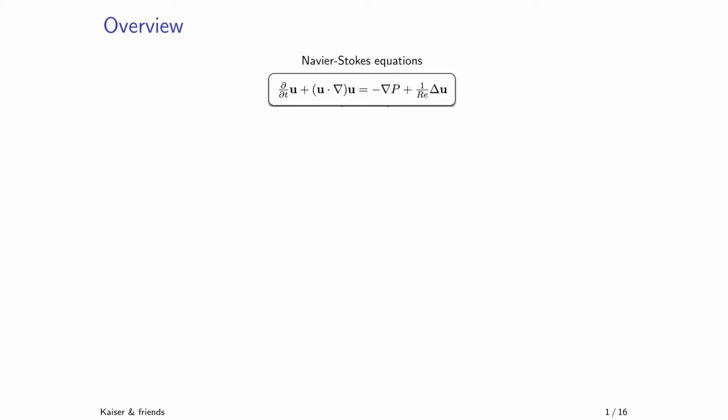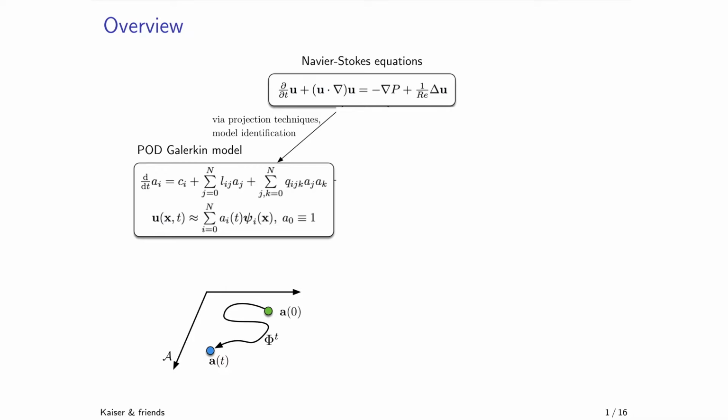One of the most prominent approaches for reduced order modeling are POD-Galerkin models. Here, the Navier-Stokes equations are projected onto a finite set of POD modes, yielding a nonlinear propagator with constant, linear and quadratic term for the temporal expansion coefficients. This ODE describes how a single trajectory starting from an initial condition evolves in phase space.